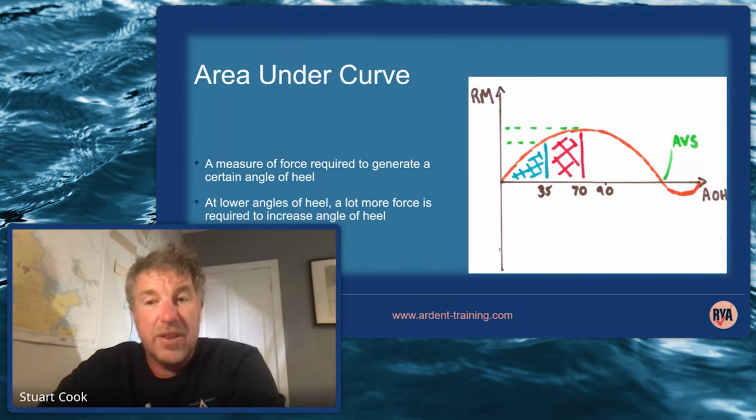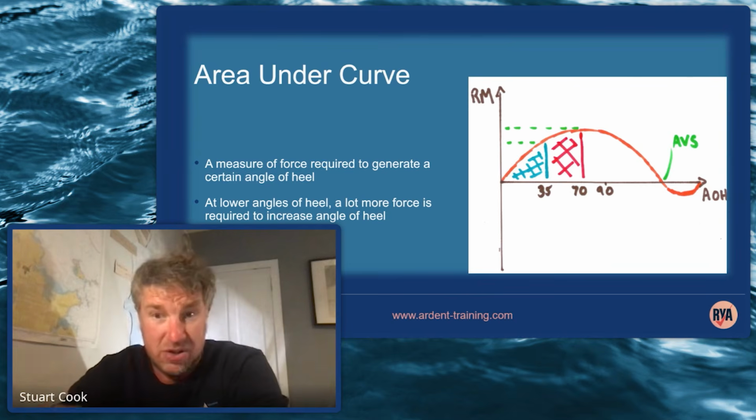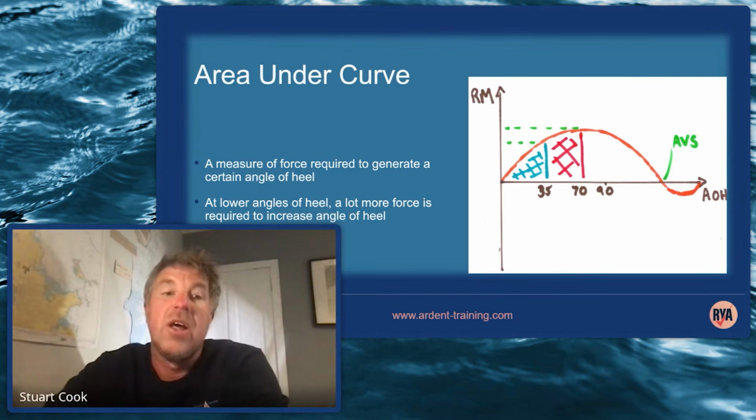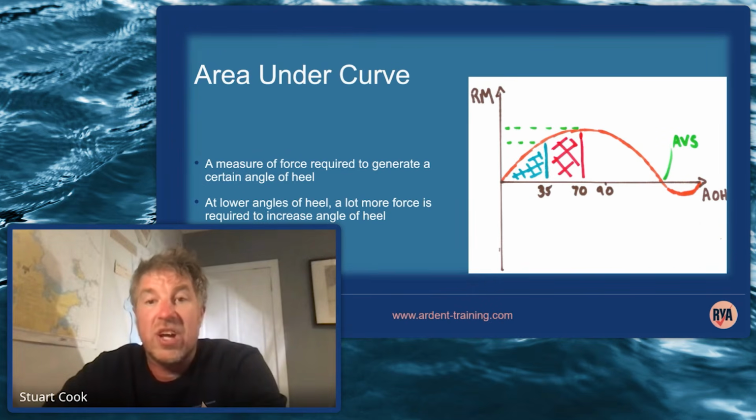Now, sticking with that train of thought, what we've got here shows how the area under this stability curve is a measure of the force required to generate that angle of heel. So the little blue bit, first of all: if you worked out the area of that blue hatched area, that is the force required to get to 35 degrees angle of heel.